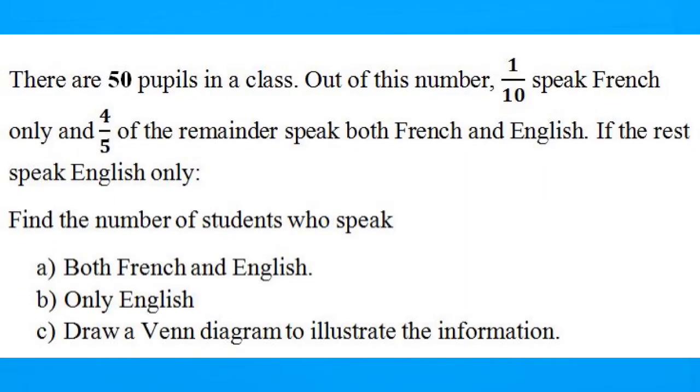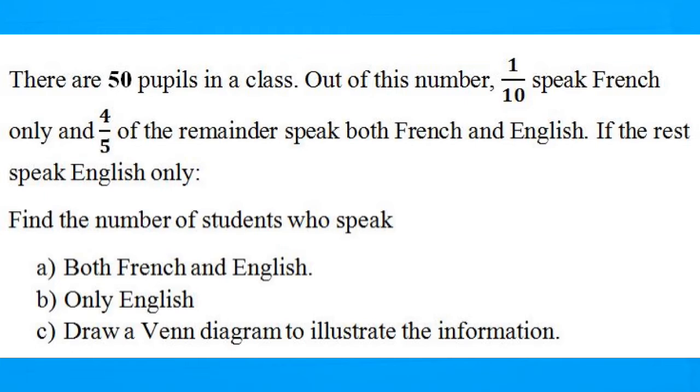There are 50 pupils in a class. Out of this number, 1 out of 10 speak French only, and 4 out of 5 of the remainder speak both French and English. If the rest speak English only, find the number of students who speak A. Both French and English, B. Only English, C. Draw a Venn diagram to illustrate the information.